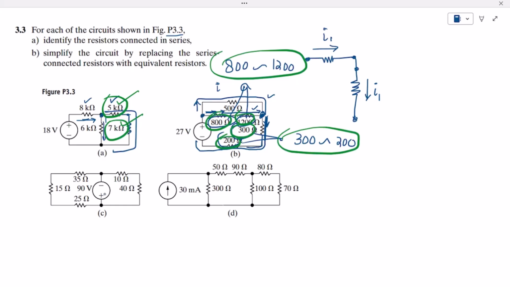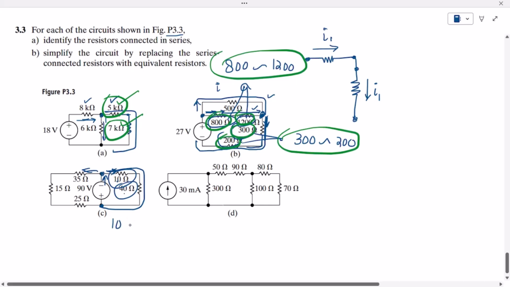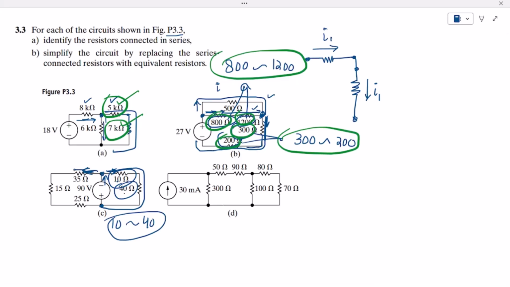In part C we can see that this is the source which is here, and the current which is coming out of this source is divided into these two currents. This current, when flowing, is flowing through this 10 ohm resistor, and the same current will follow this route, okay, and will come back here. The same current is flowing through 10 ohm and 40 ohm, so these two are in series with each other. So we can see that this 10 ohm and 40 ohm, these two are in series with each other. The other current which is here, it is flowing through this 35 ohm resistor.